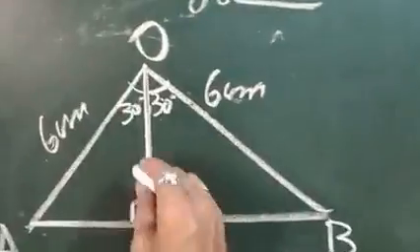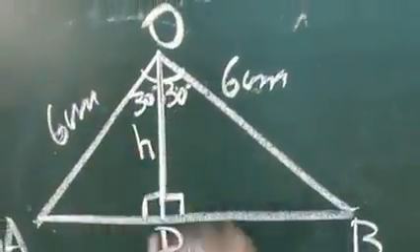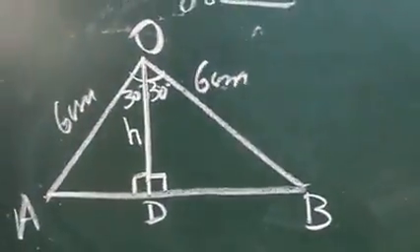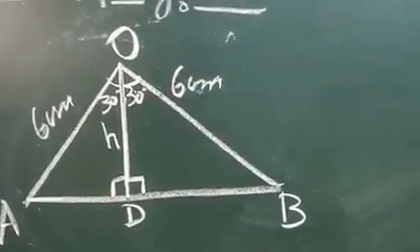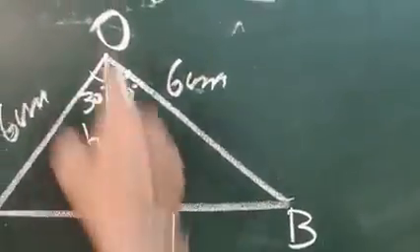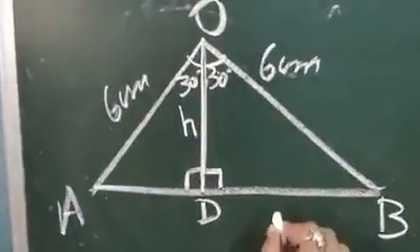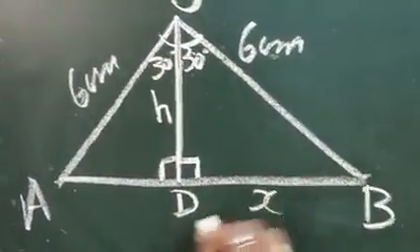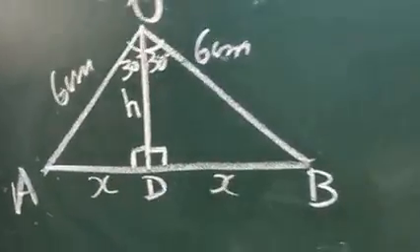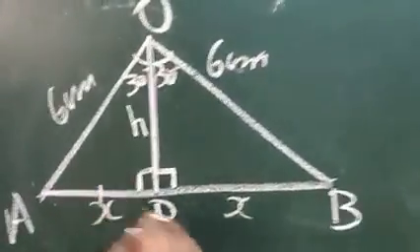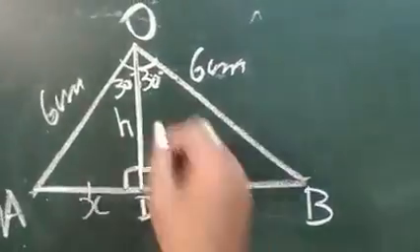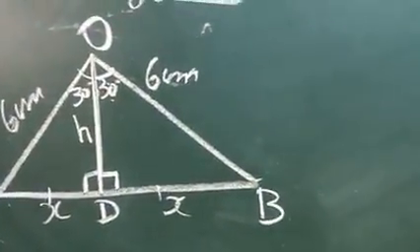Now I will take this OD as the height of the triangle, and this AB is the base. Right? And you know that in an isosceles triangle, the perpendicular drawn from the vertex divides the base into equal parts. I will take this as x and x. Both the sides are equal. Now this is theta, 30 degrees.